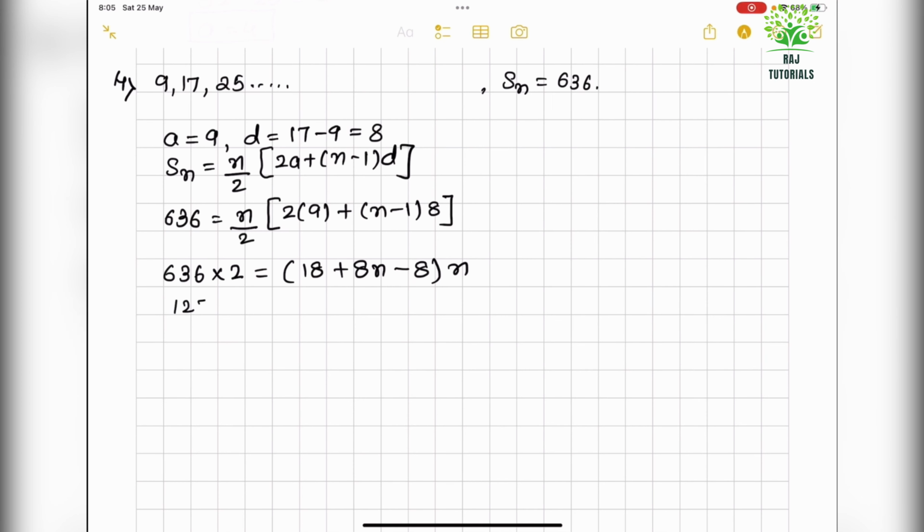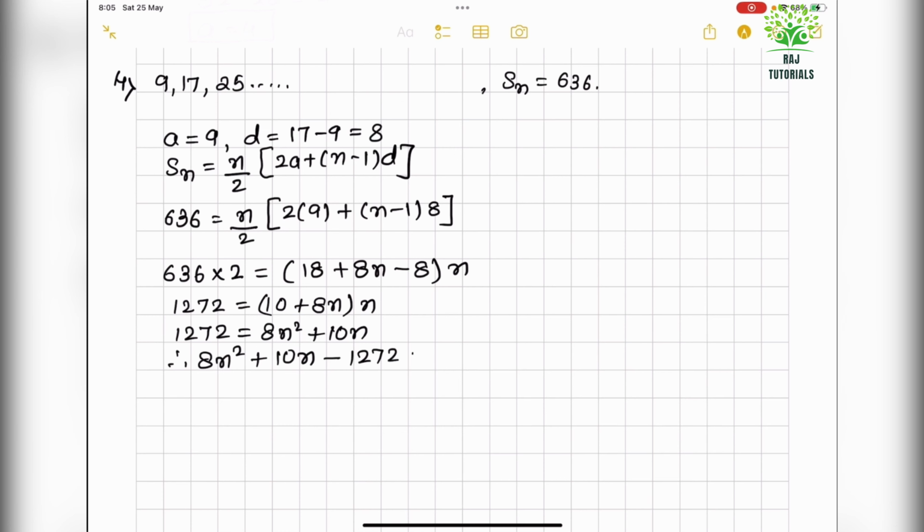Therefore 1272 equal to 10 plus 8n into n. So 1272 equal to 8n square plus 10n. Therefore 8n square plus 10n minus 1272 equal to 0. Now dividing all the terms by 2, 4n square plus 5n minus 636 equal to 0.